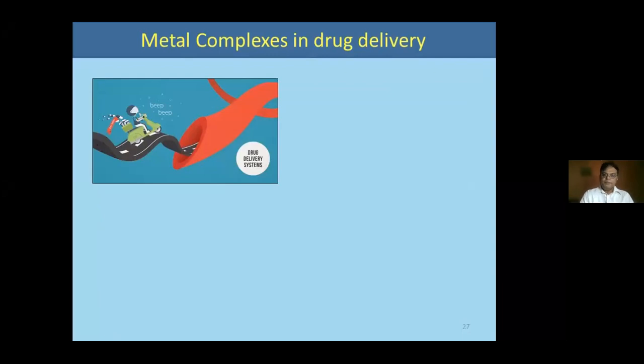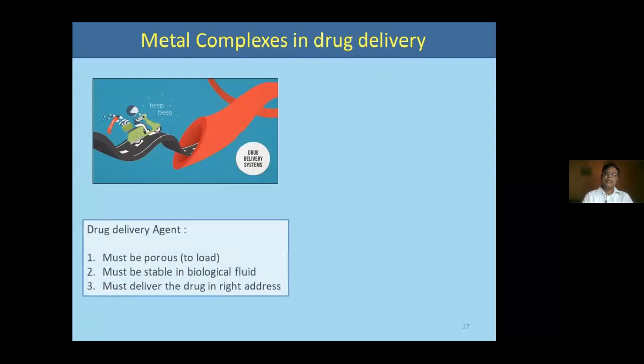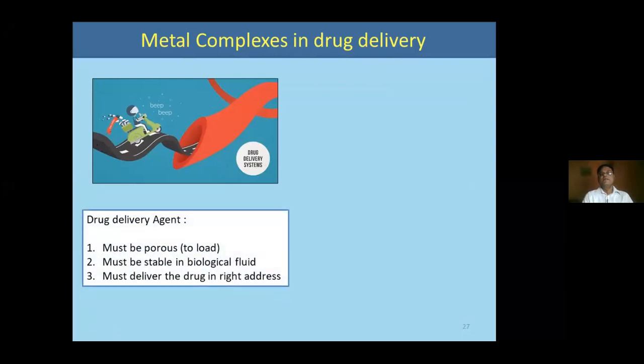Now, another point is that, as I said, chemotherapeutic agents and various other agents can indiscriminately go to various parts of the body and create problems. So they require some kind of special reagent, which is called a drug delivery agent, which can deliver the particular pizza to your doorstep. Pizza is definitely the drug, and the doorstep is basically the cancer cells. Now for a drug delivery agent, the pizza delivery boy, there are certain characteristics it must have.